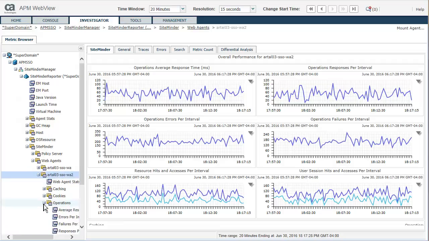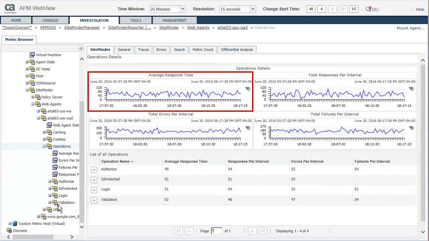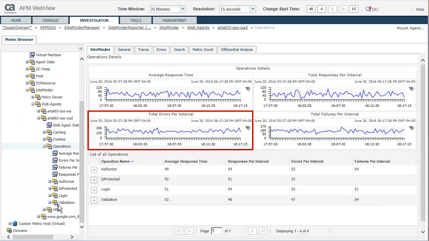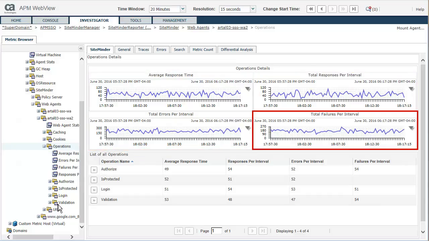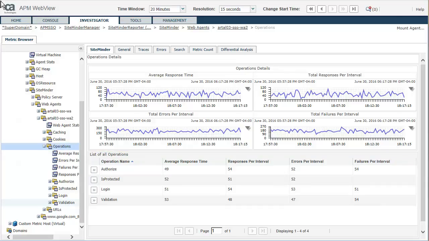An overview of the operation details are seen by clicking on the operations tree. James is able to see average response times, total responses per interval, total errors per interval, and total failures per interval. He can also get an overview of the authorization, is protected, login, and validation metrics. James can then look at each of the operations in more detail to determine if there are any indications or trends as to which operation is causing the problems that have been reported.